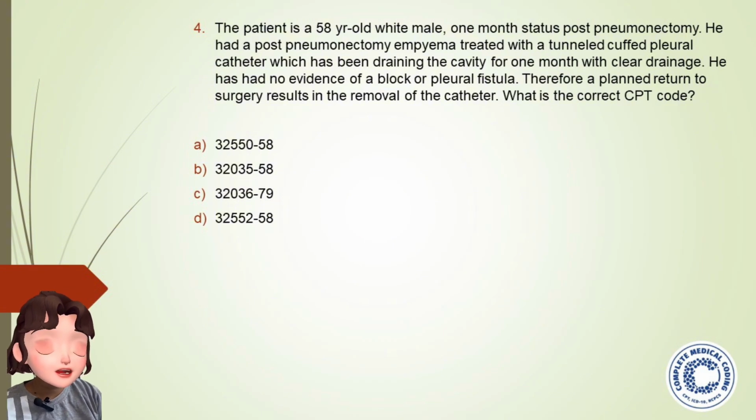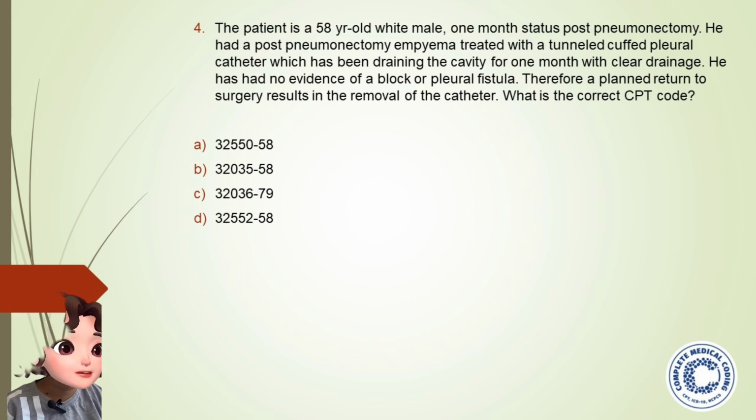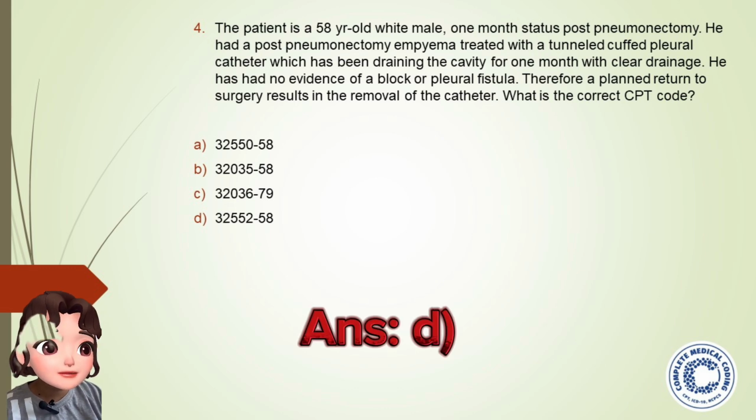Modifier 58 represents a related procedure, like initially the procedure was done and then a planned return to surgery by the same physician. So the same physician is removing the catheter, doing the procedure again. In that case, we will use modifier 58. So our answer will be option D, 32552 with modifier 58.